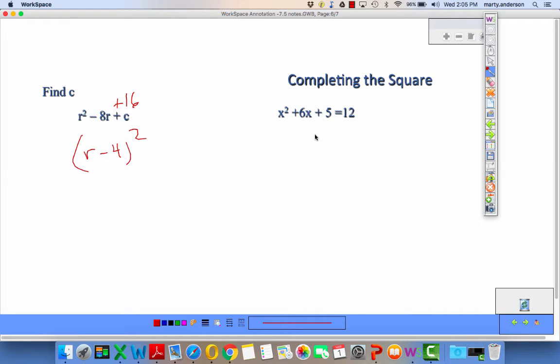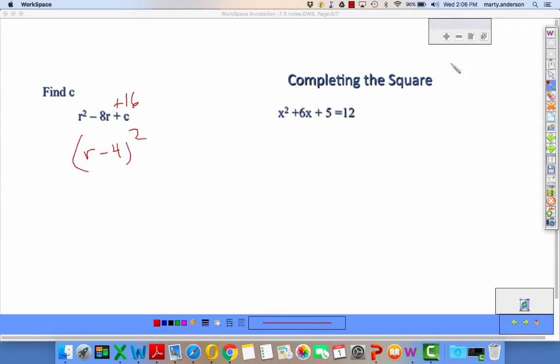Next one, we're going to actually solve. We're going to complete the square to solve. The first thing we have to do is isolate the x terms. That means get the x terms by themselves. Okay? So I'm going to go -5, -5. I'm going to get x squared plus 6x, leave a blank, equals 12 minus 5, which is 7.